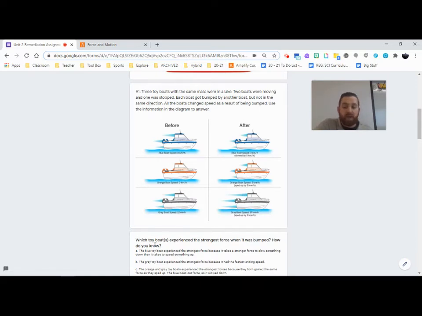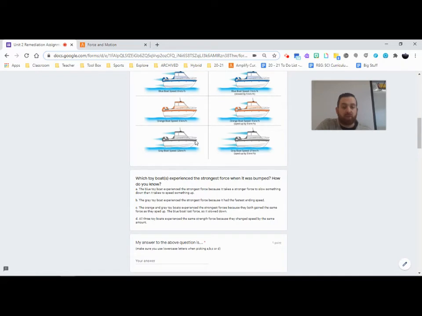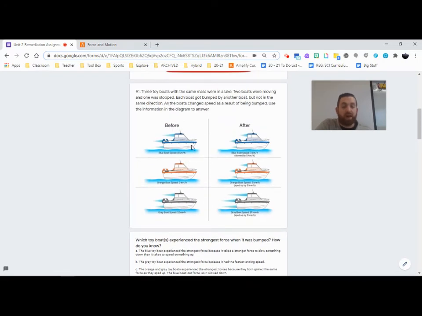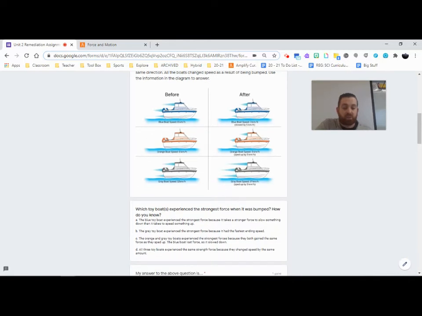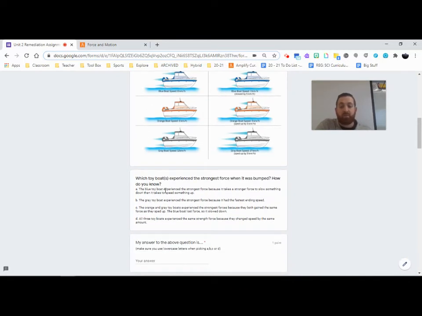And the question that's being asked is, which boat experienced the strongest force when it was bumped, and how do you know? So a bump is just a force, obviously, that's applied in a direction. In this case, the bump was in whatever direction caused the change itself. But it's asking which one experienced the strongest force. So we have to look really at the change of velocity to get an idea of which one has the strongest force. So it's either the blue toy boat, the gray boat, the orange and gray, or all three.